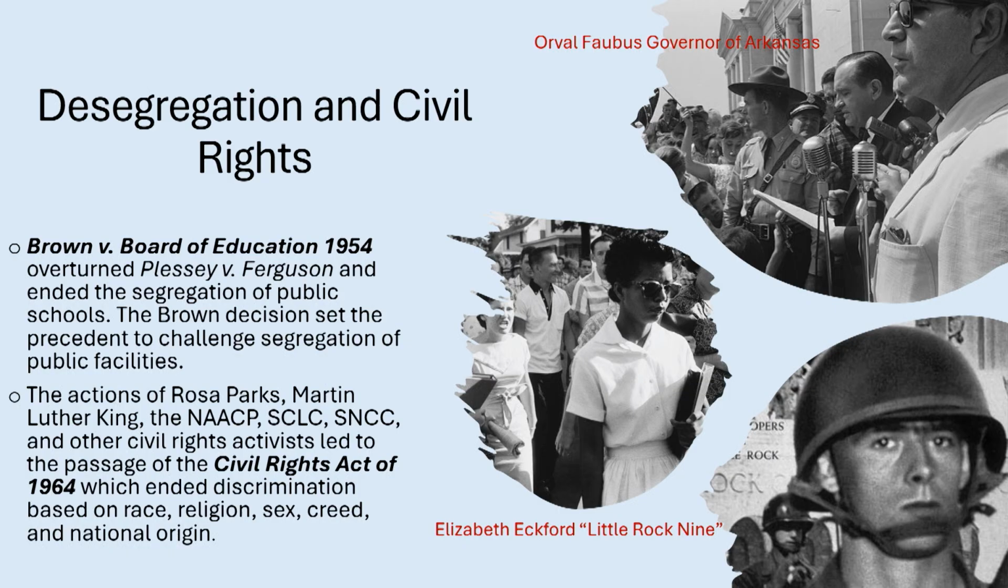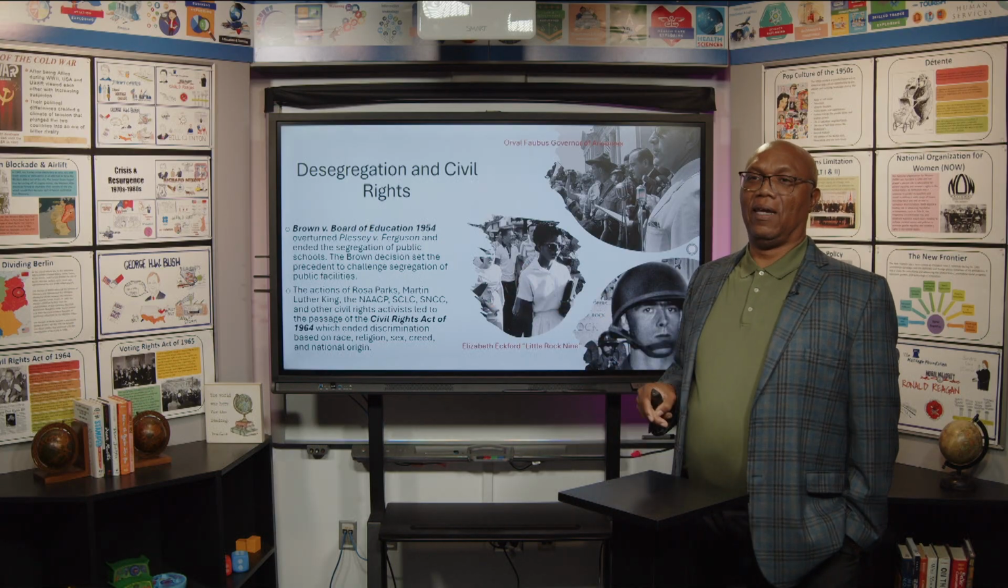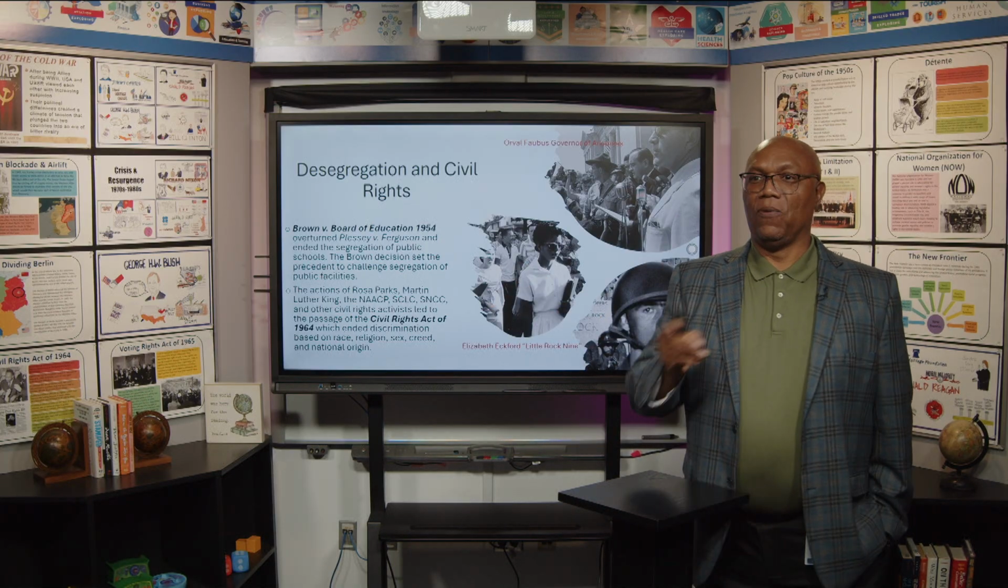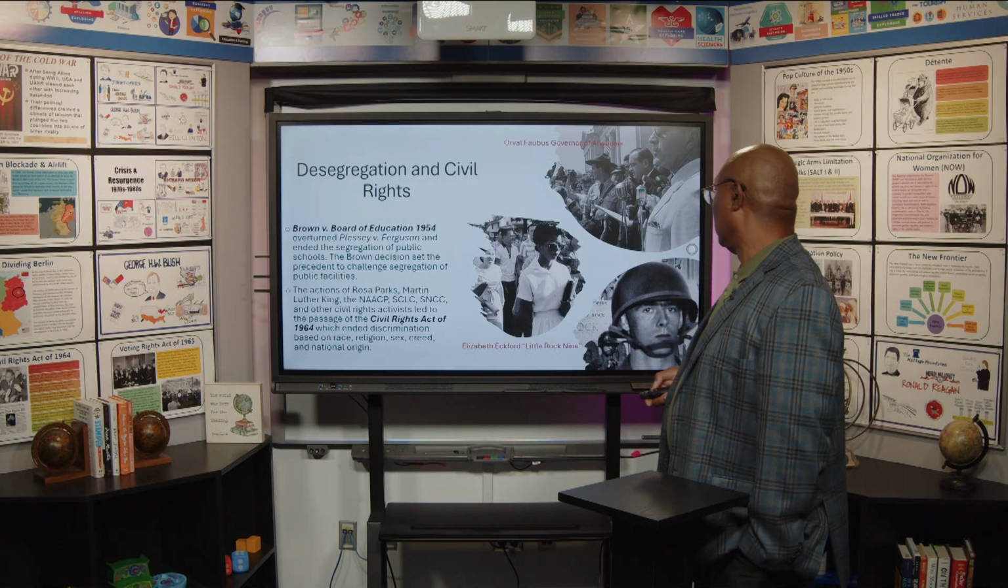The actions of Rosa Parks, Martin Luther King, the NAACP, the SCLC, the NCCR, and other civil rights activists led to the passage of the Civil Rights Act of 1964, which ended discrimination based on race, religion, sex, creed, and national origin. And at no point did the Civil Rights Act say it was for black folks. It was for anybody that was marginalized and discriminated against.